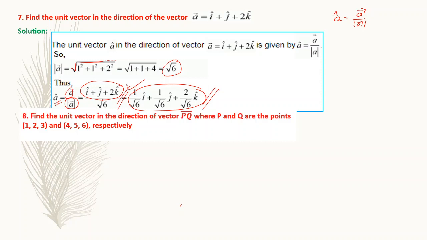The second question is like this: Find the unit vector in the direction of vector PQ, where P is (1, 2, 3) and Q is (4, 5, 6). Please be careful. In the previous problem, they gave vector a directly, meaning the position vector. But in question number 8, they gave two points. They did not give vector PQ directly; they gave point P as well as point Q. So we first need to find vector PQ.